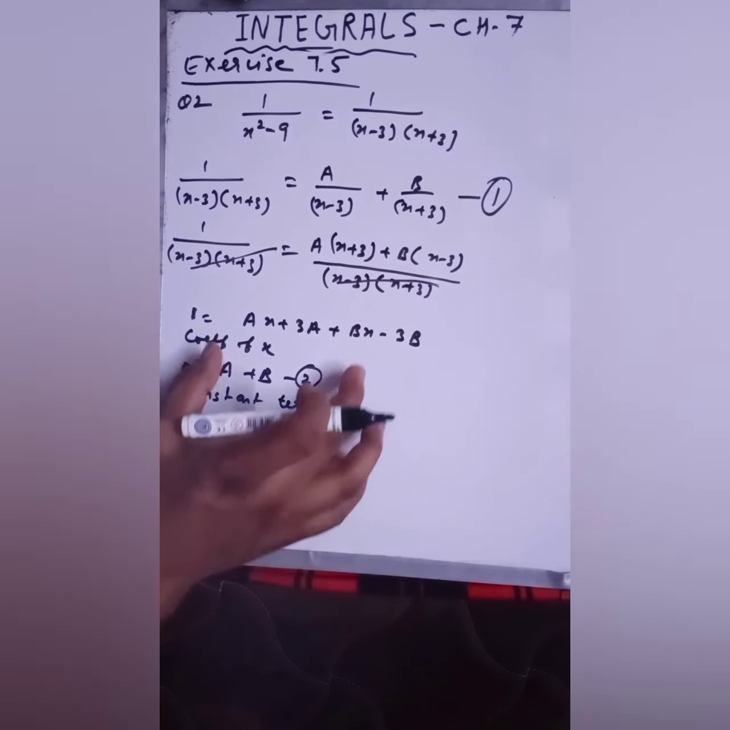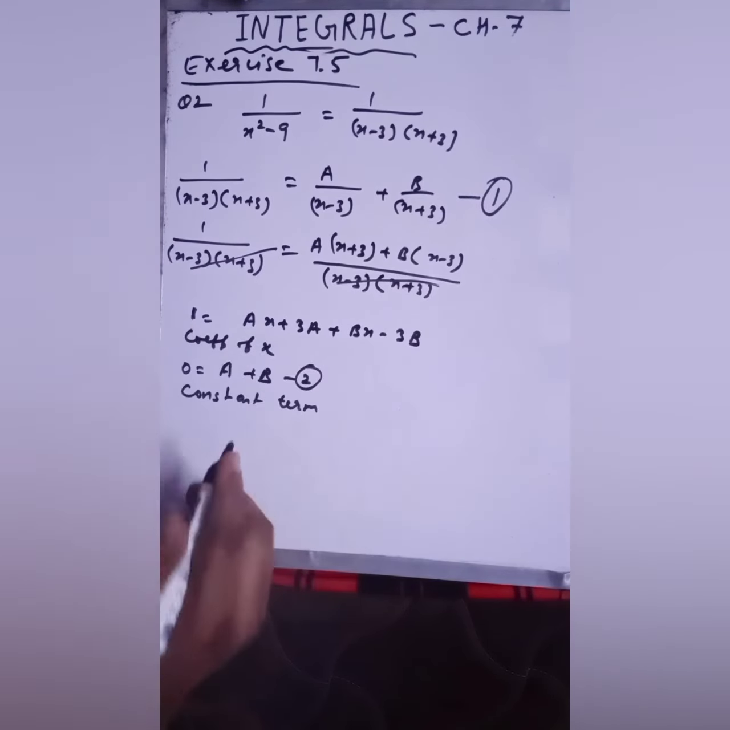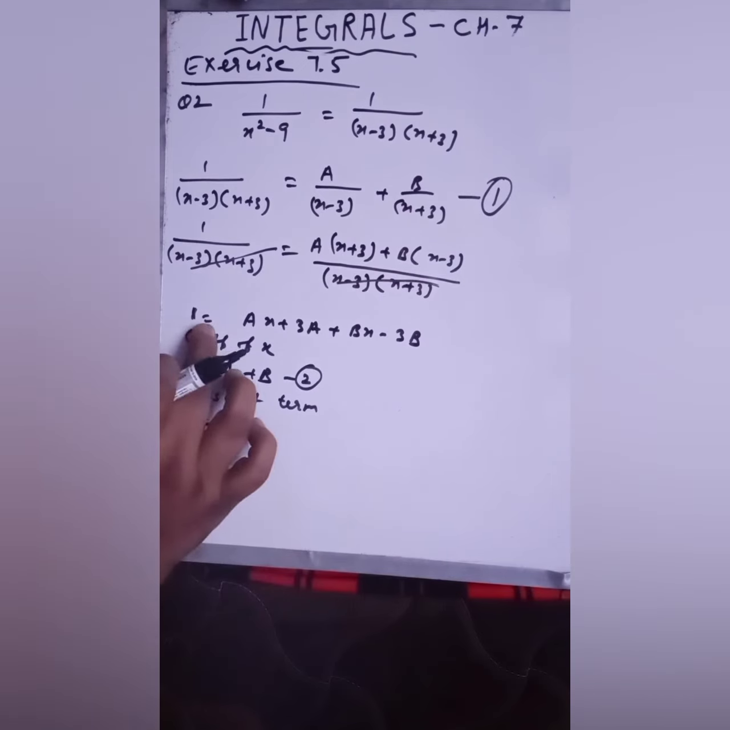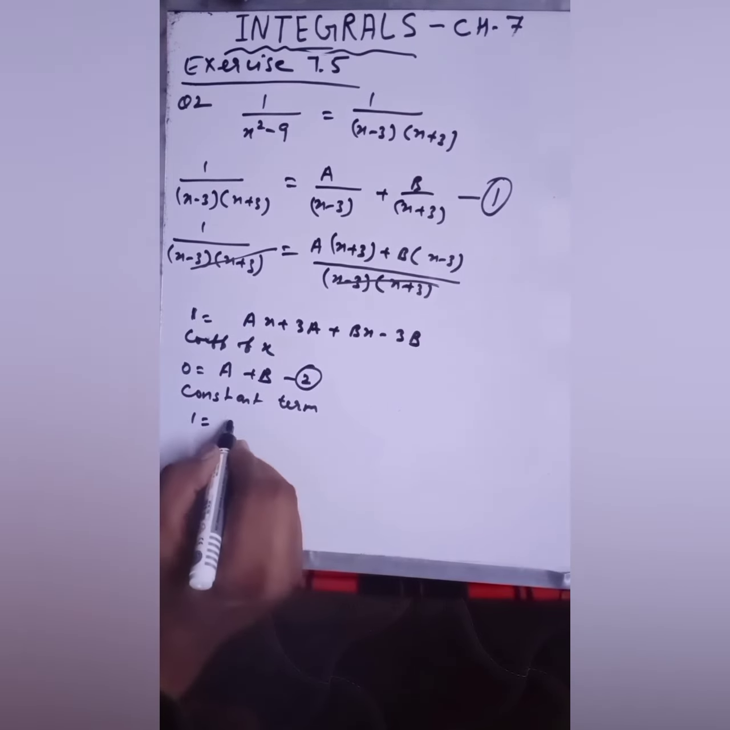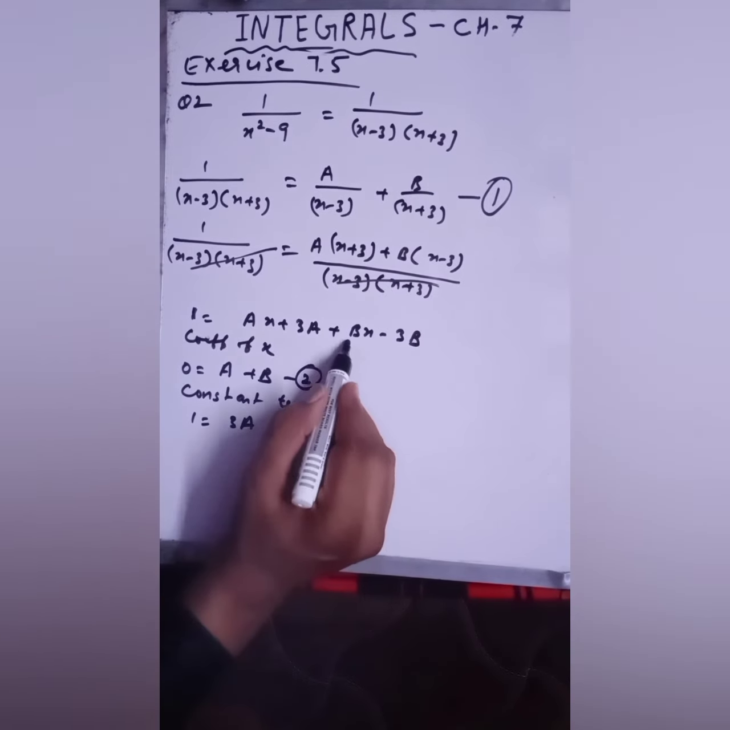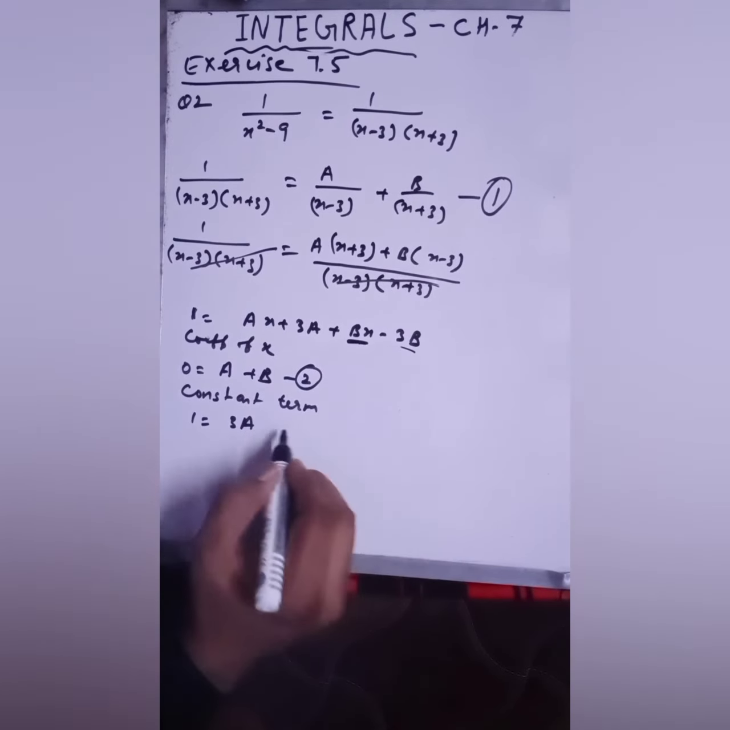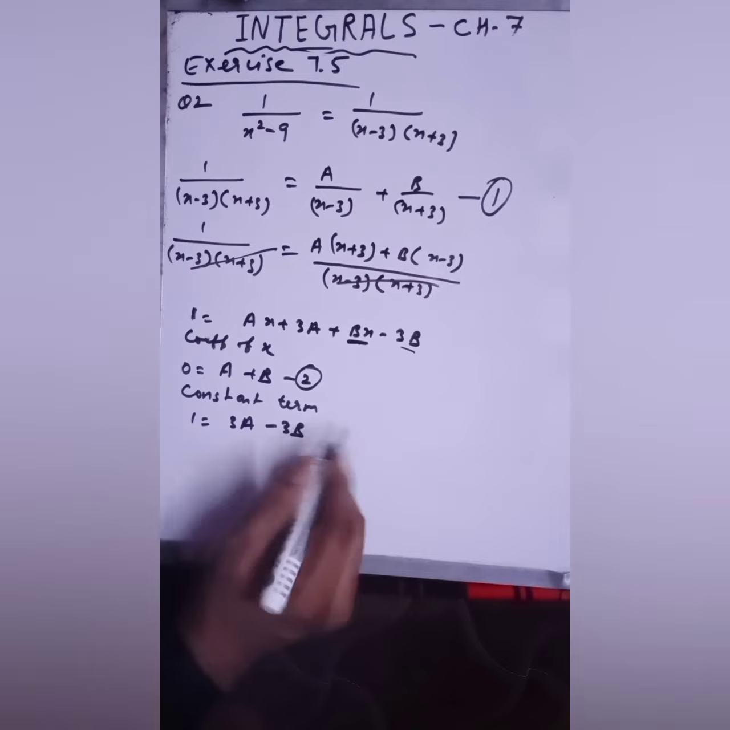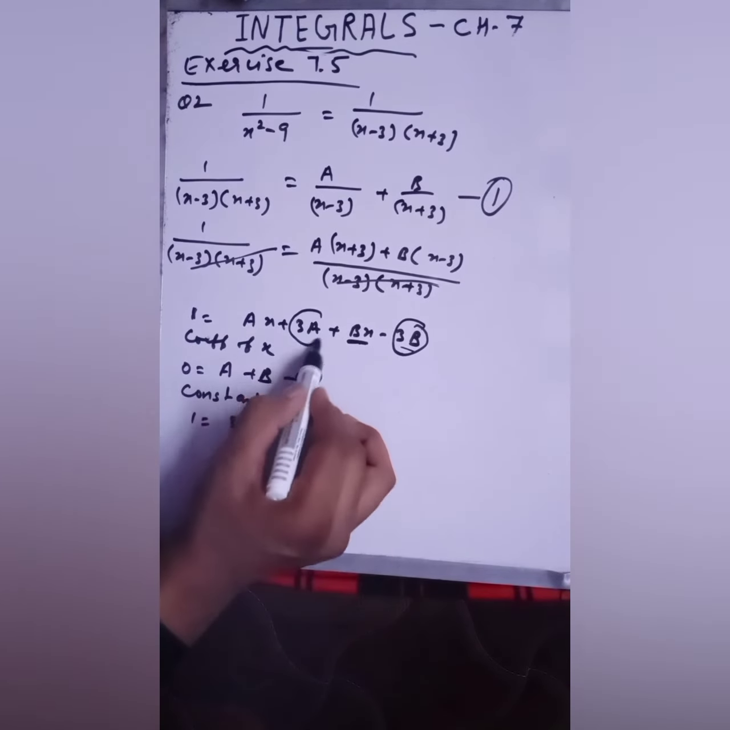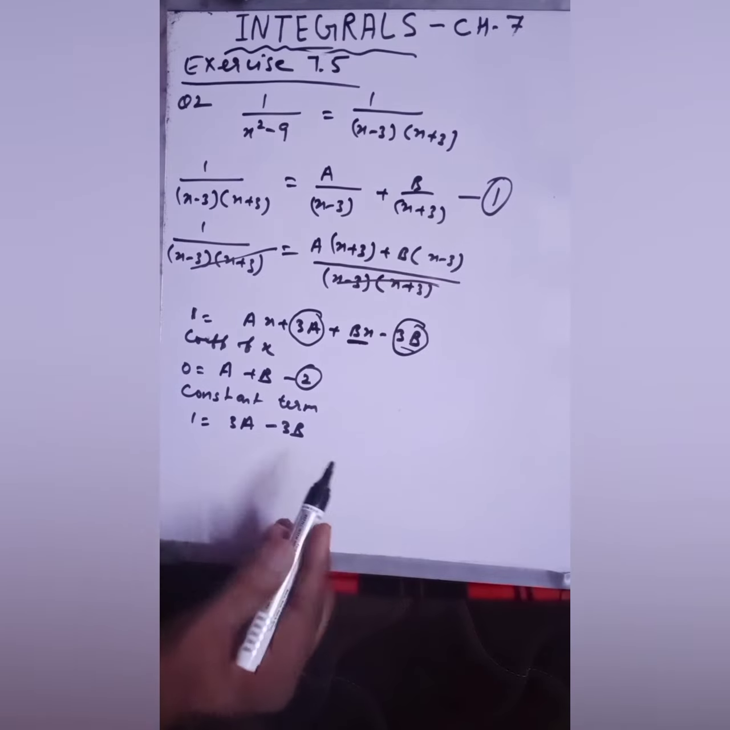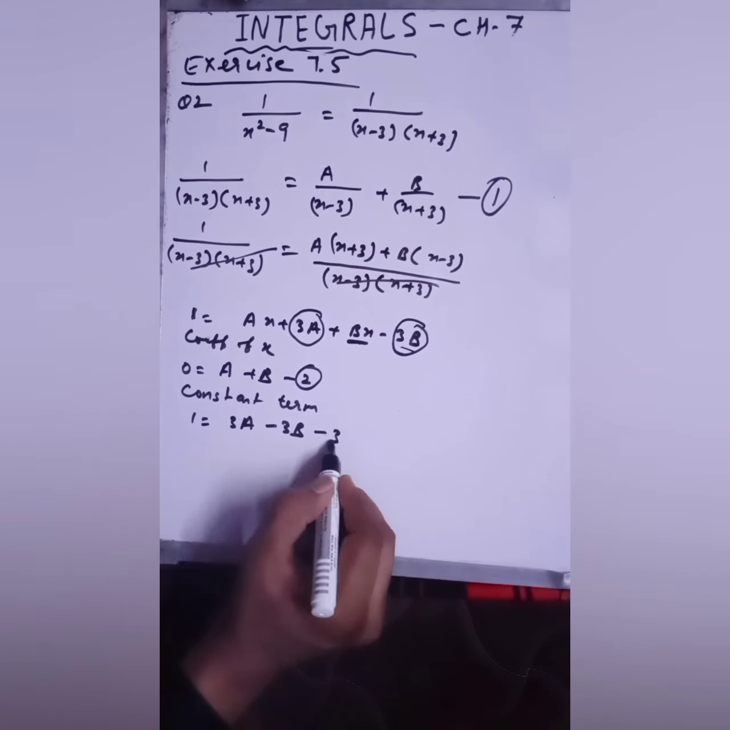Compare the constant term on both sides. Here you have a constant term, that is 1. So 1 is equal to... this is not a constant term, this is the constant term. So you will take 3a. This is not a constant term, so you will take this one minus 3b. This is the constant term. This and this is your constant term, so you have to take this. And this is your equation number 3.